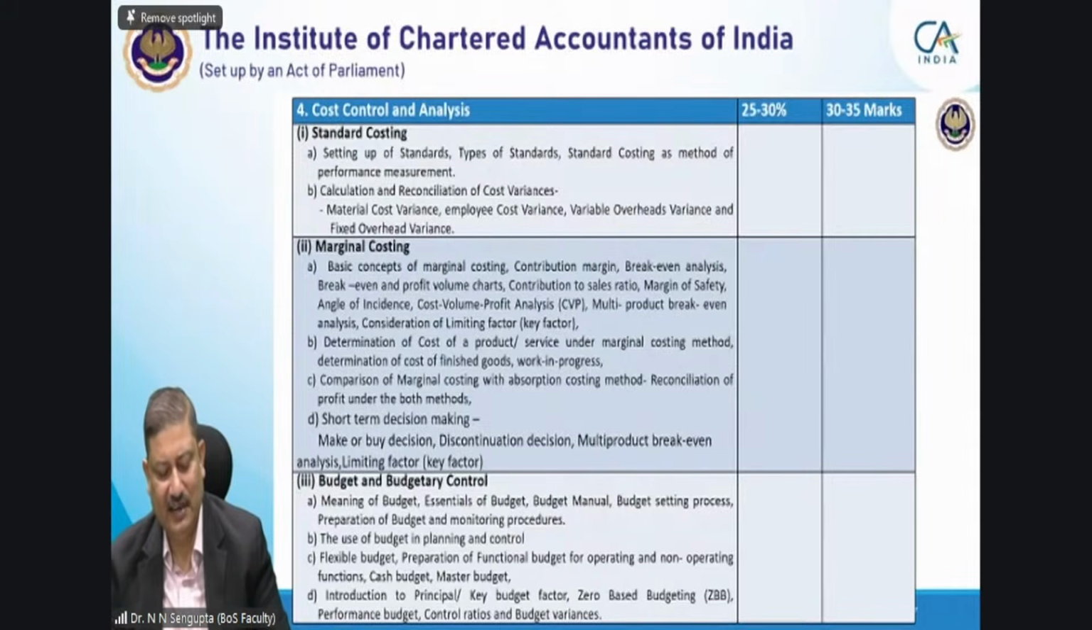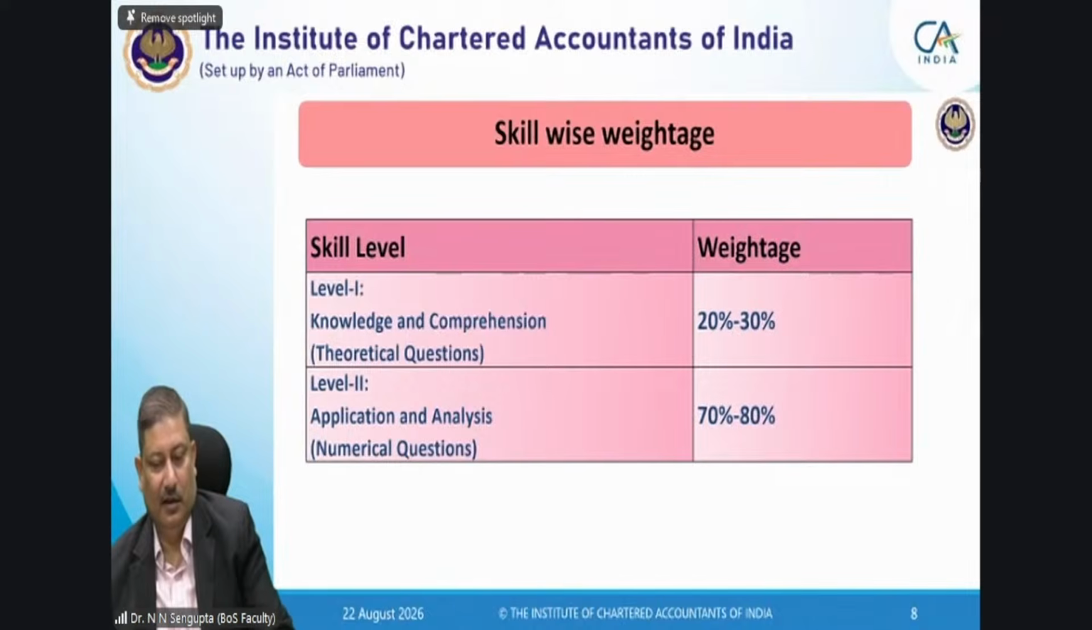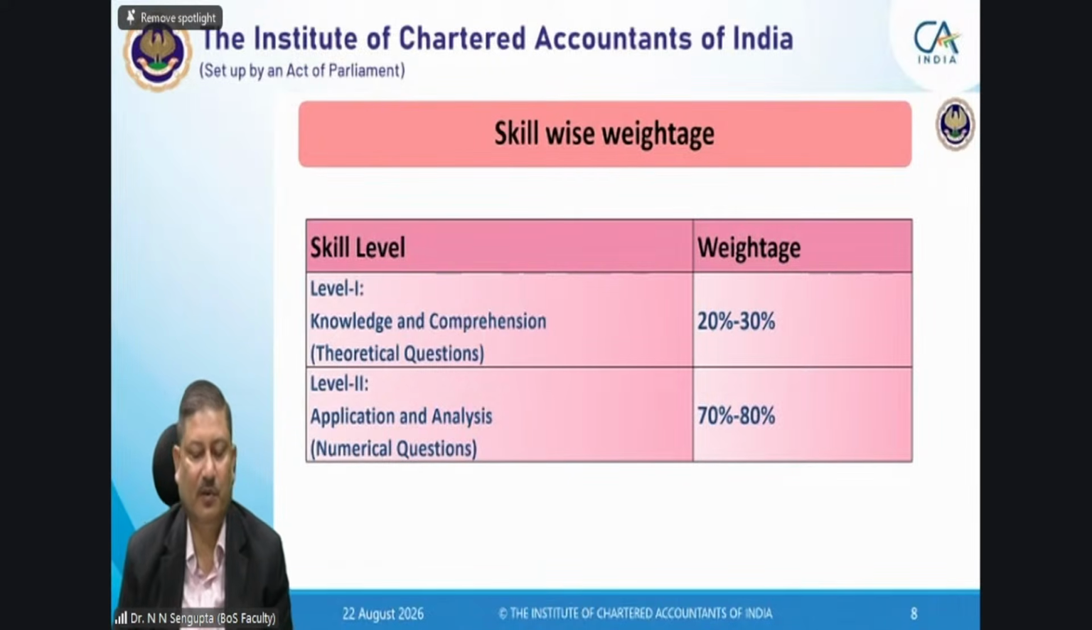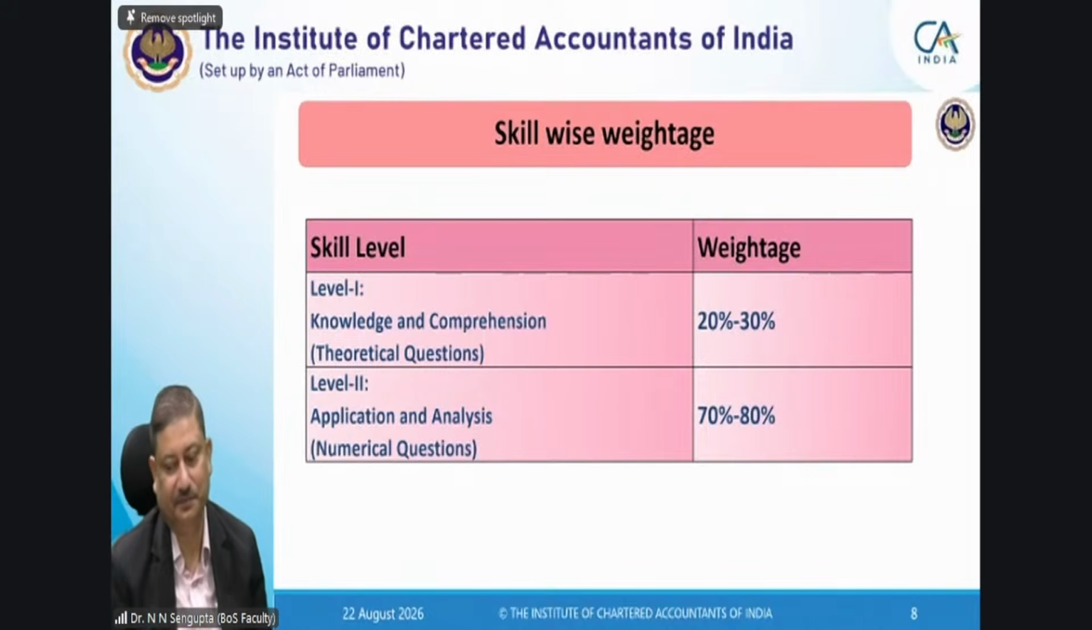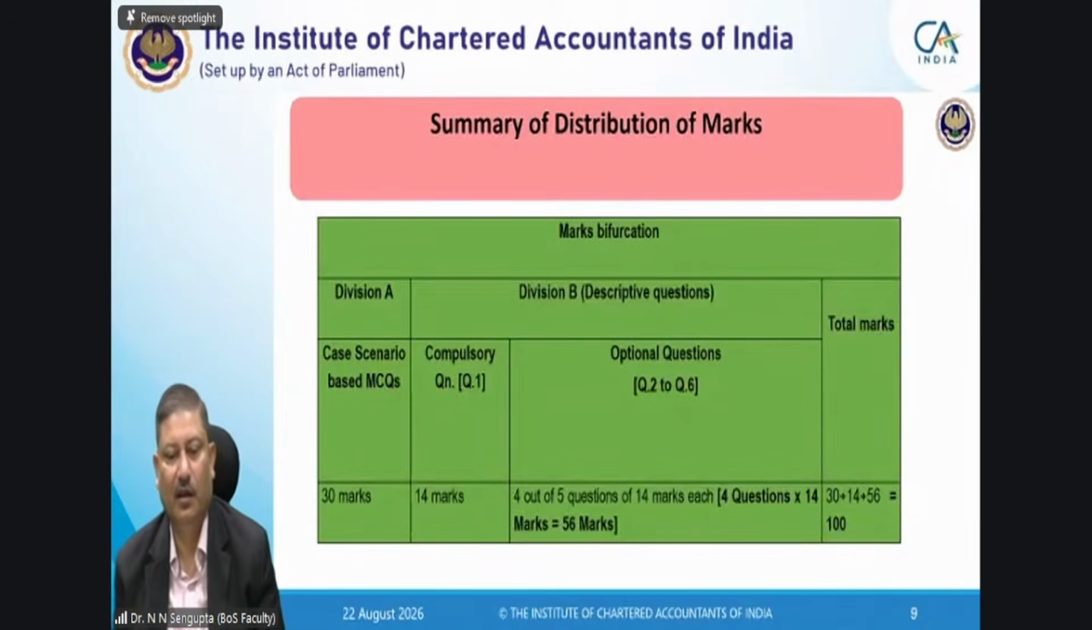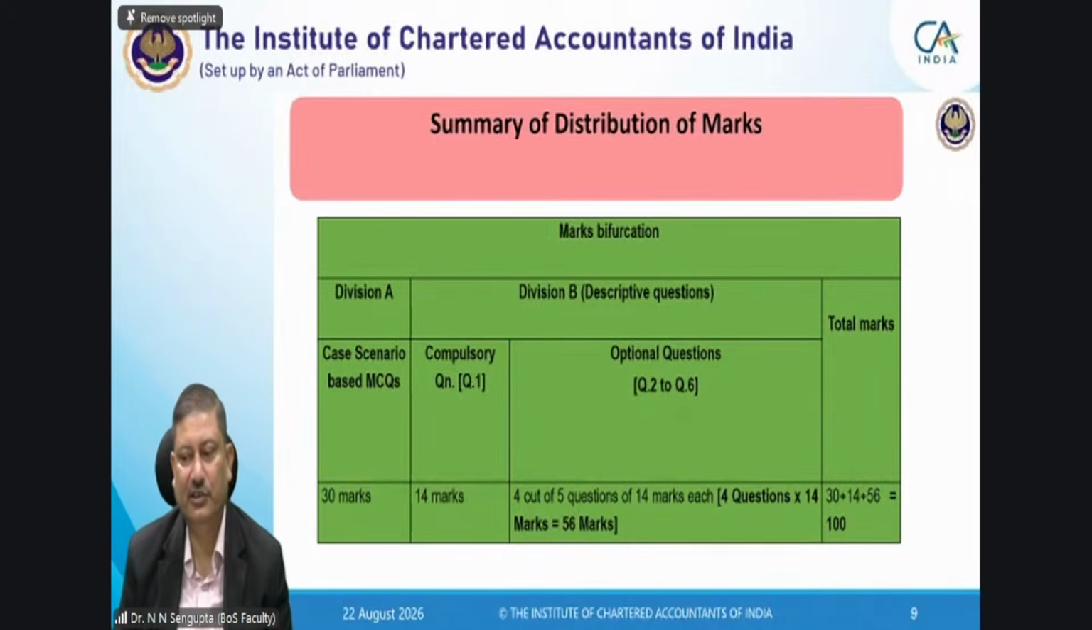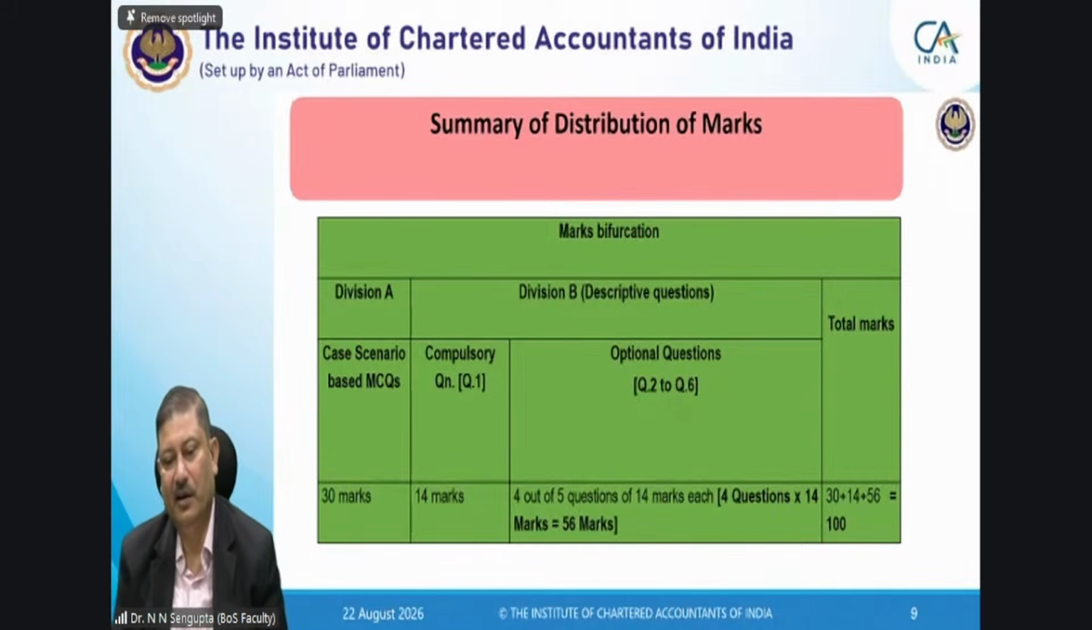So this is the overall analysis we can have of the section-wise weightage. You need to understand what exactly we are studying, so that you can plan accordingly. Skill level wise weightage, as I told you, the majority of the questions will be numerical questions, 70 to 80%. So 20 to 30% will be the knowledge based or understanding based or theoretical questions. Distribution of marks: we all know that theoretical questions will be coming from various segments.